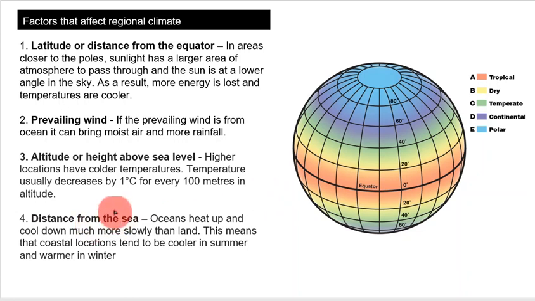Distance from the sea. Oceans heat up and cool down much slower than land. This means that coastal locations tend to be cooler in summer and warmer in the winter. Water, for example, takes a lot longer to heat up and cool down than landmass. So these are some of the factors that can influence a region's climate.